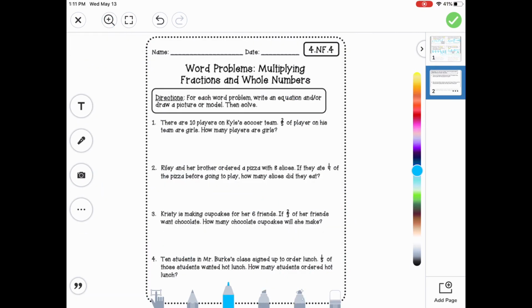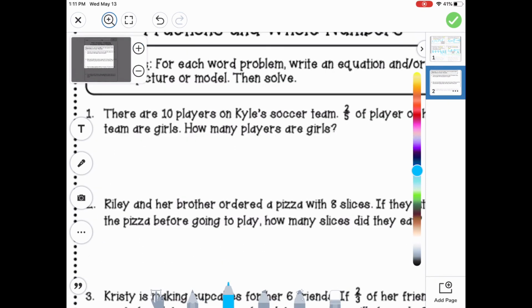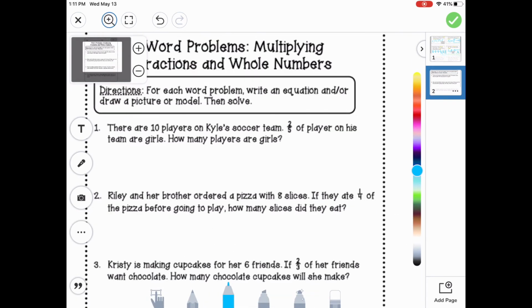Page number 2. Question 1 says, there are 10 players on Kyle's soccer team. 2/5 of his team are girls. How many players are girls?